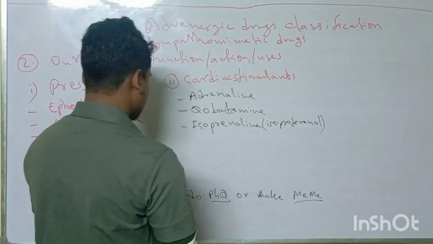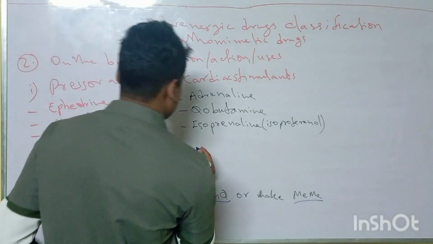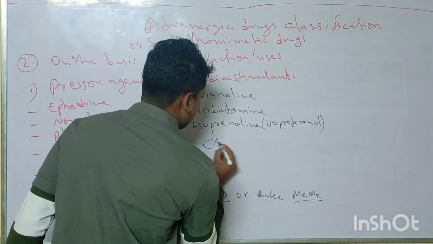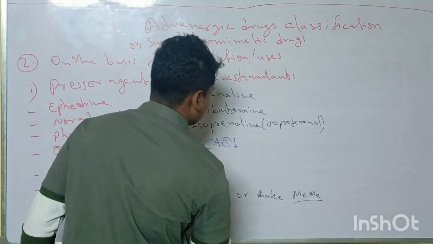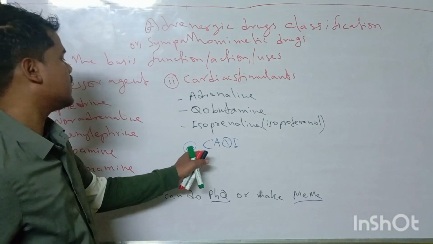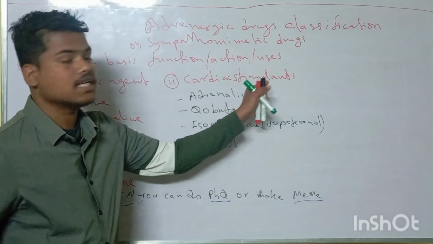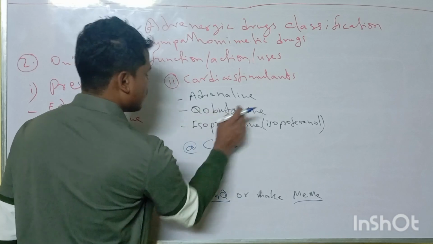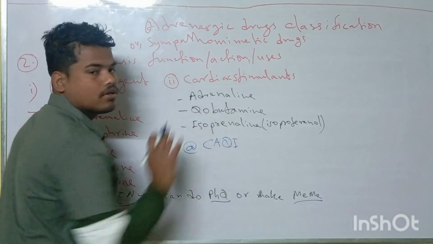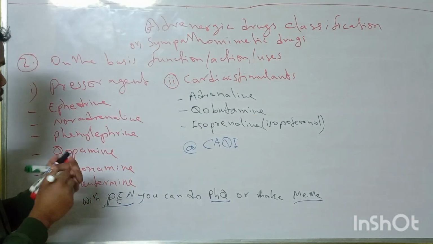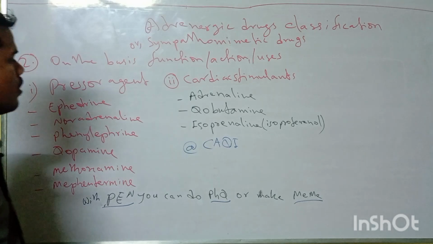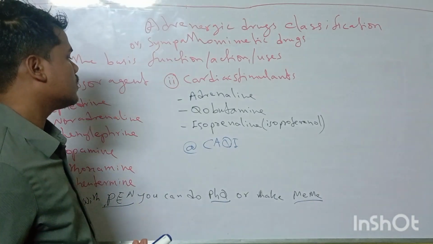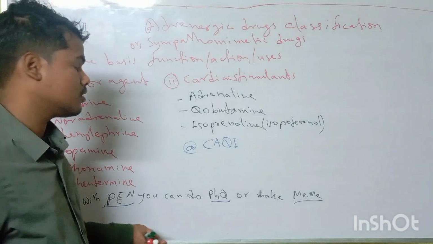And here also remember a simple mnemonic. CARD, remember as CARD. This C will stand for cardiac stimulant, A for adrenaline, D for dobutamine and I for isoprenaline. So remember in this way, or you can make your own mnemonics and remember these drugs.